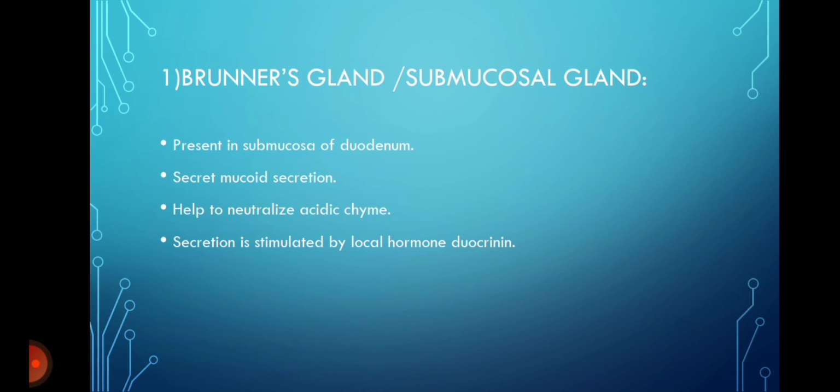First one, Brunner's gland or submucosal gland. It is present in the submucosa of duodenum. It secretes mucoid secretion. It helps to neutralize acidic chyme. Its secretion is stimulated by local hormone duocrinin.